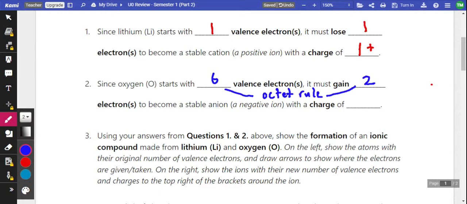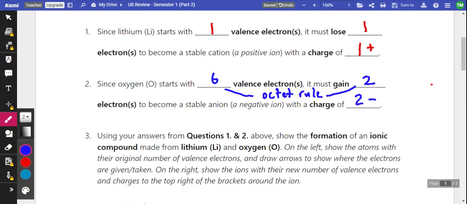So oxygen ends up following the octet rule by gaining 2 valence electrons, gets to a total of 8 valence electrons. Okay, and it becomes negatively charged as a result. Since it's gaining 2 negatively charged electrons, it should have a -2 charge, which we write as 2 negative.